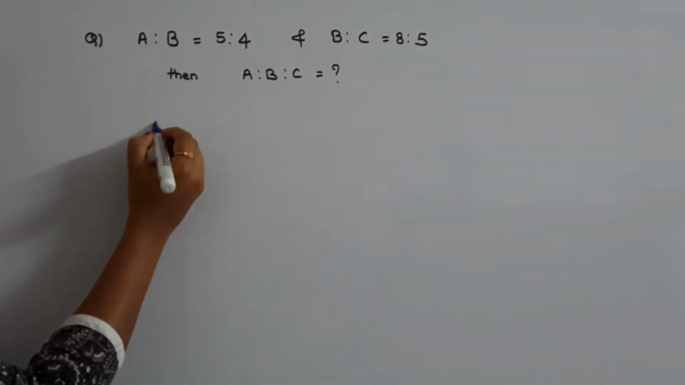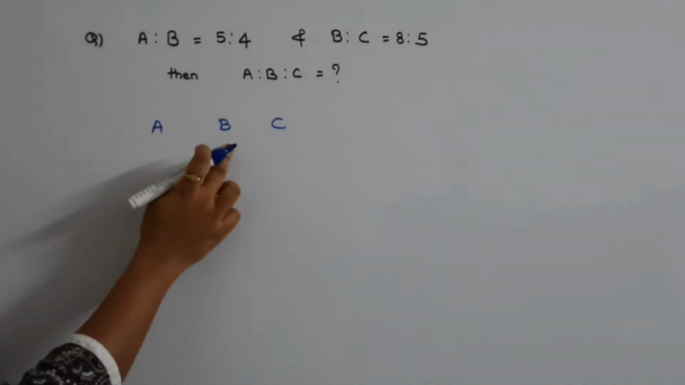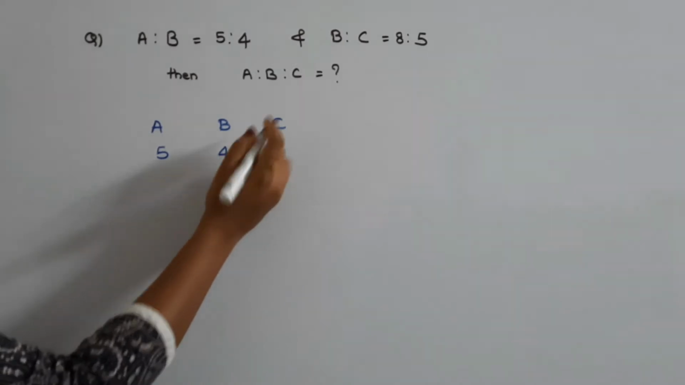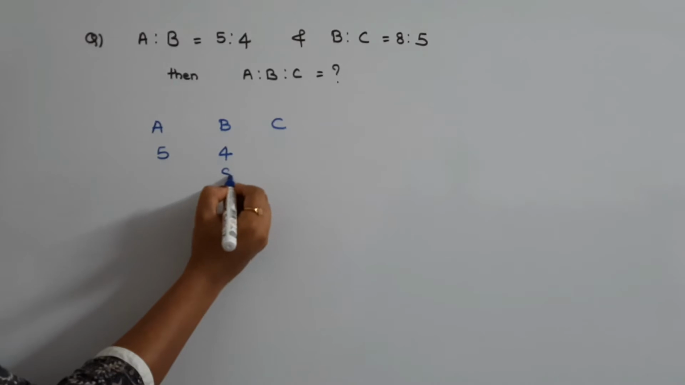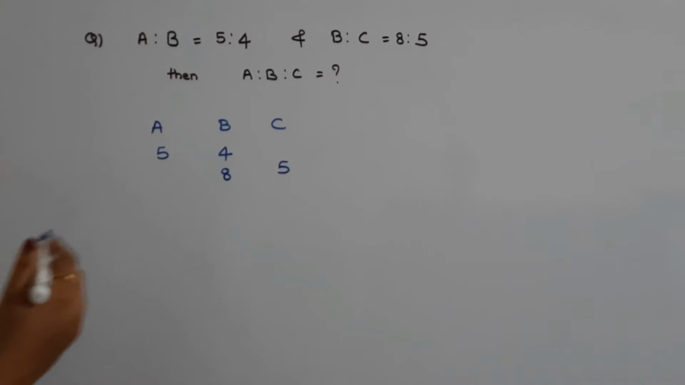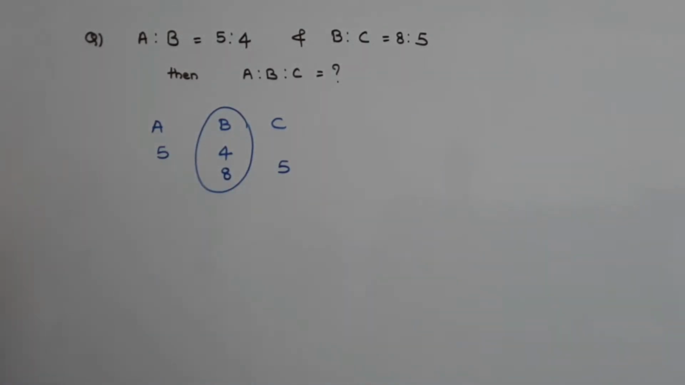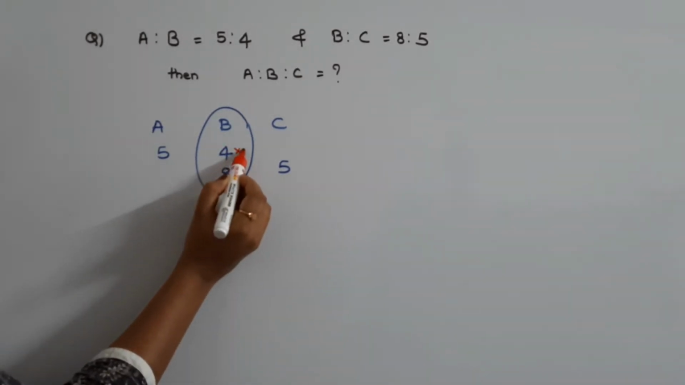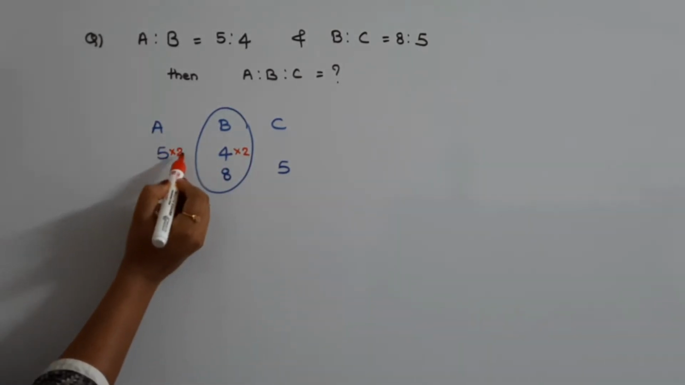So for that, first write A, B, C. Then below A and B write the A is to B value, that is 5 is to 4. Then write the B is to C value, that is 8 is to 5. So below this B write 8 and below this C write 5. Now what you need to do is make the middle values the same. How can you make this middle value the same? You can make it by multiplying this 4 by 2. When you multiply this 4 by 2, you need to multiply this 5 also by 2.